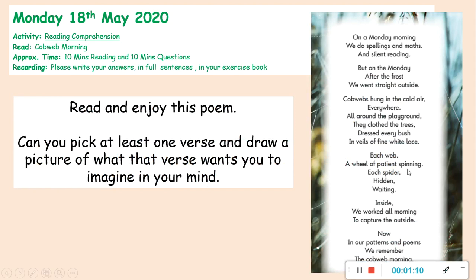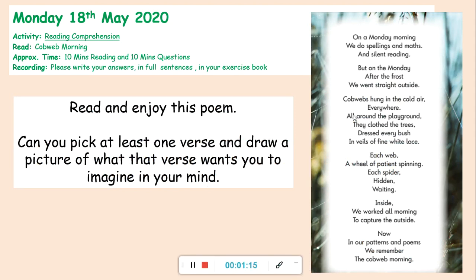So what you're going to do today is you're going to read this poem, which is called Cobweb Morning. Read and enjoy. And then can you pick at least one verse, so that's one chunk of information, to draw a picture of what that verse wants you to imagine in your mind. So when you're reading it, what picture does that information in the poem give you? So what has the author given you? So you're just going to read it and draw a part of that poem today.